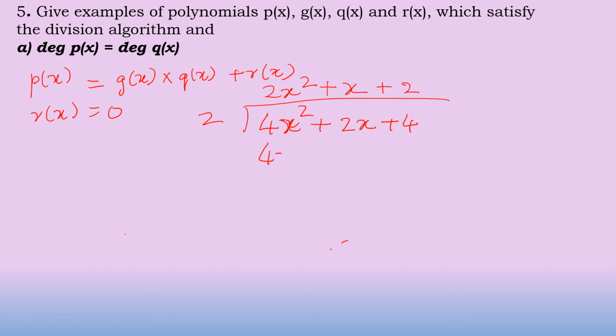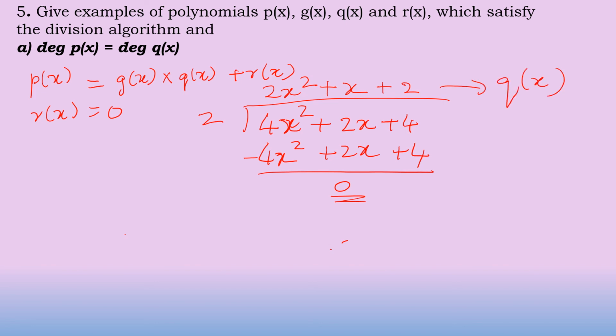You get 4x square plus 2x plus 4. So you get 2x square plus x plus 2. So this can be considered as the q of x. Thus you can see that the degree of the quotient is equal to the degree of our dividend. Degree of our dividend is also 2. Degree of our quotient is also 2. Hence, the division algorithm is satisfied here.